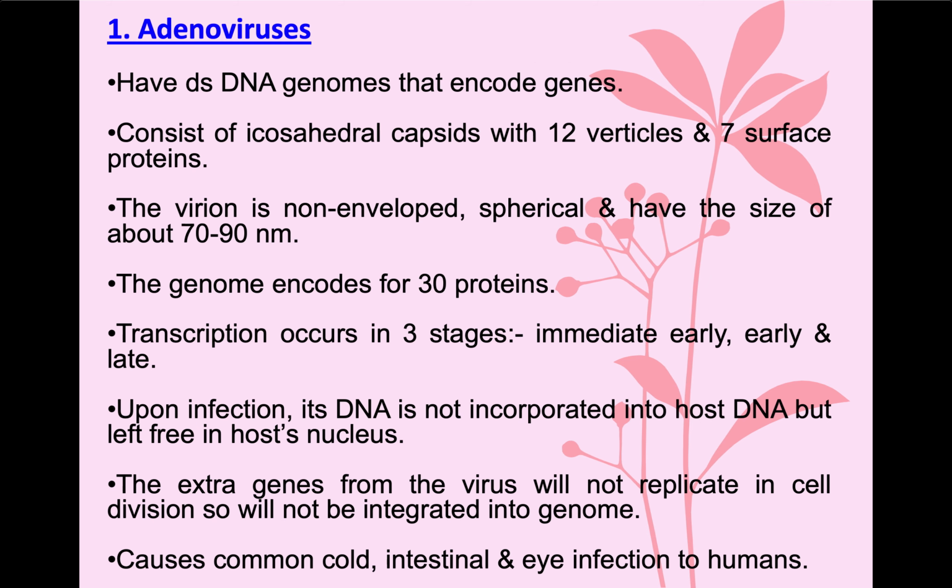The first one, like I said, we have 5. The first one is adenoviruses. Adenoviruses and retroviruses are the most commonly used viruses as vectors, not only for gene therapy, but for a lot of other purposes as well. For adenoviruses, the genome is made of double-stranded DNA, which encodes lots of genes. In terms of structure or morphology, it consists of icosahedral capsids with 12 vertices and 7 surface proteins.